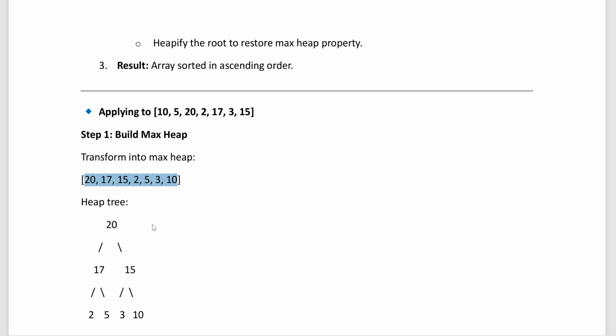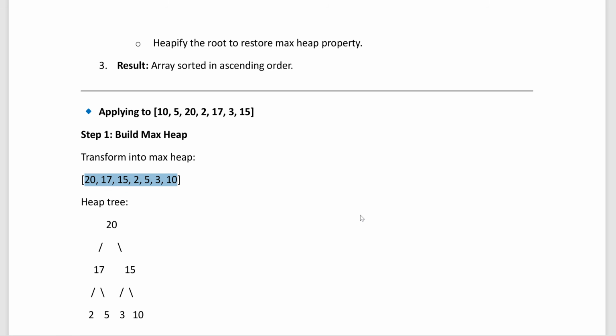How have we constructed this max heap? By adding these elements, starting from the first. First we add 10. Then we have 5, and because 5 is less than 10, it is okay. 5 can be added to the left part of 10. Then 20, but 20 is greater than 10 and 5.